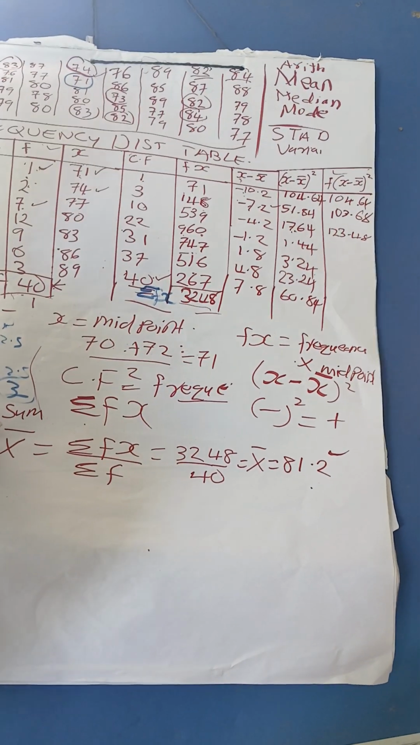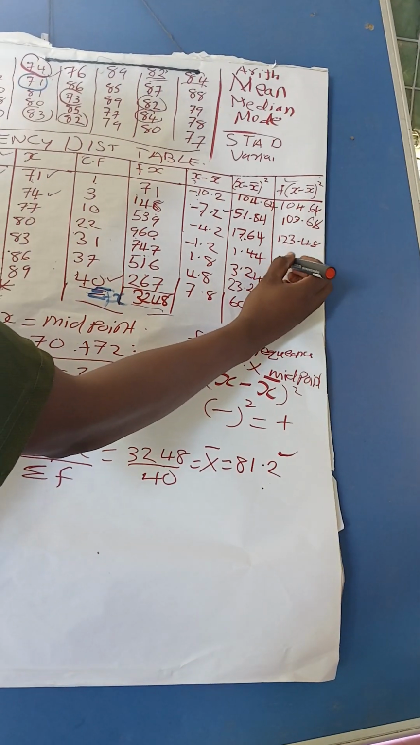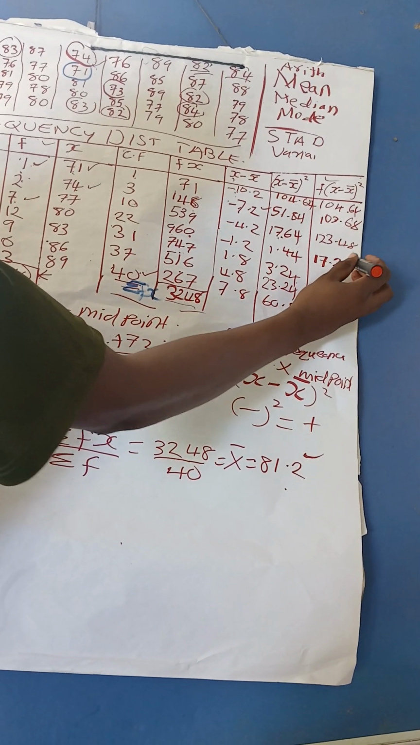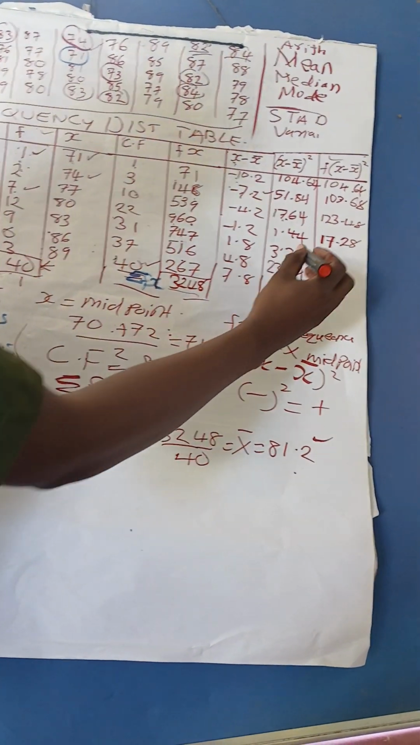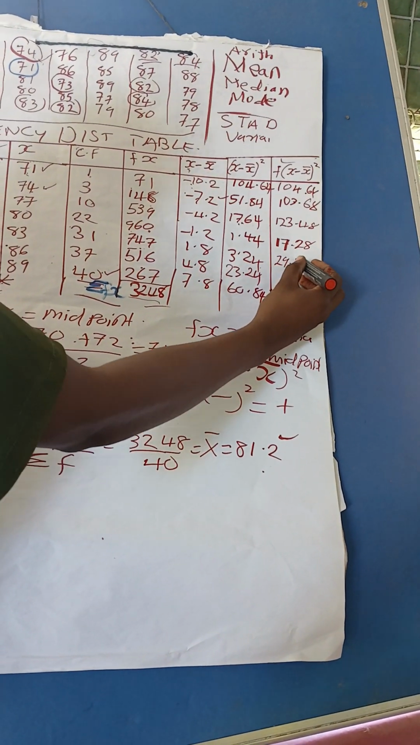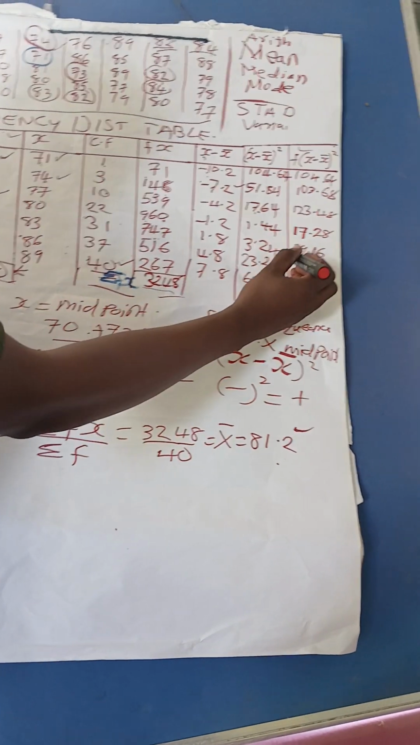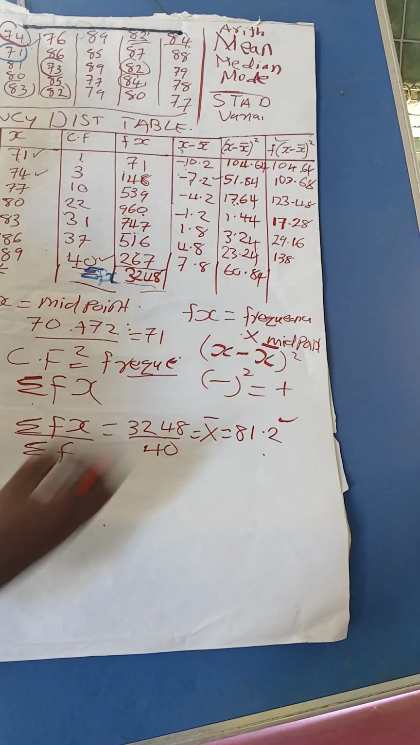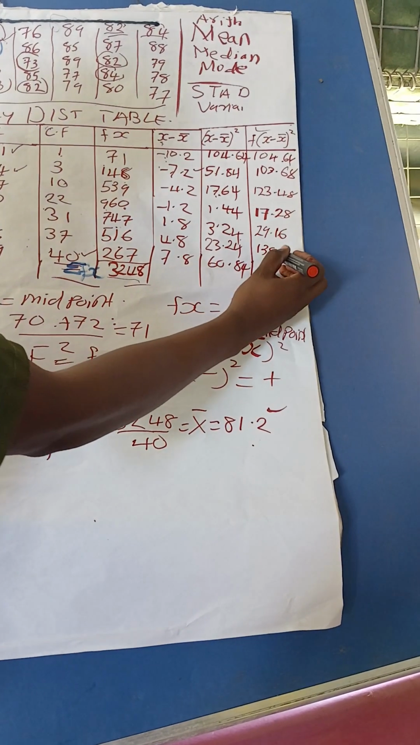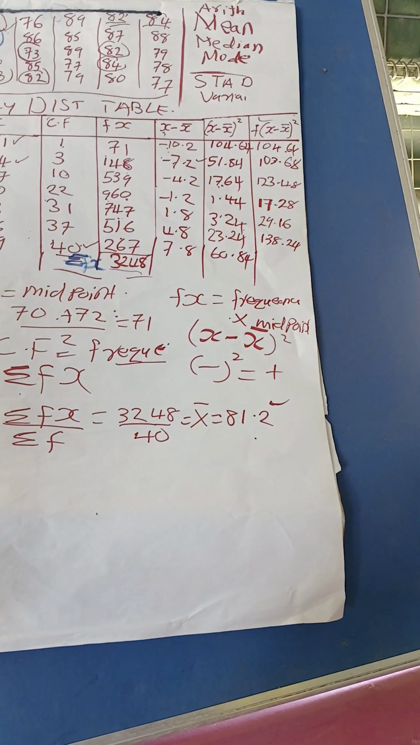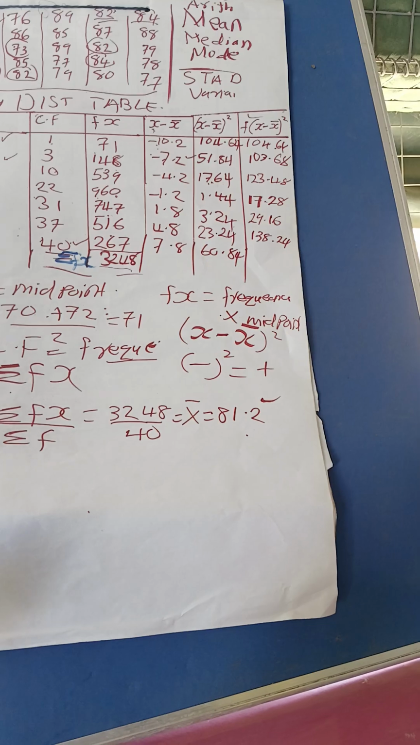You will get 17.28. Then next you have 29.16. Then you will have 138.24. Then you will have the last one, 182.82.